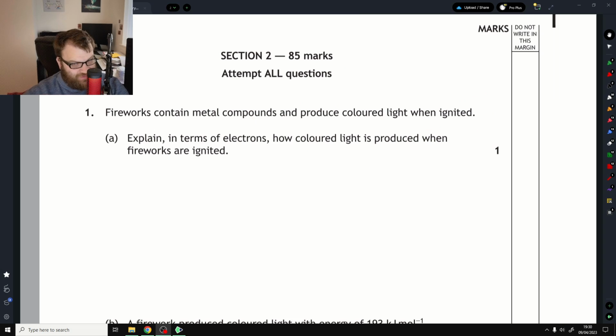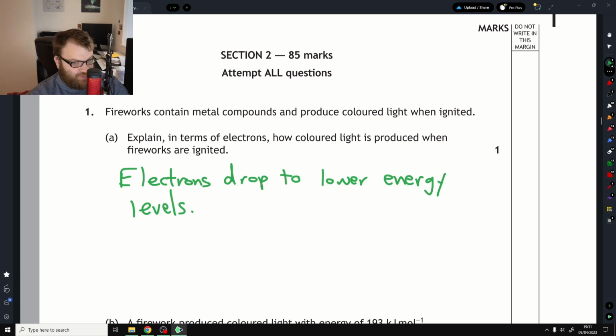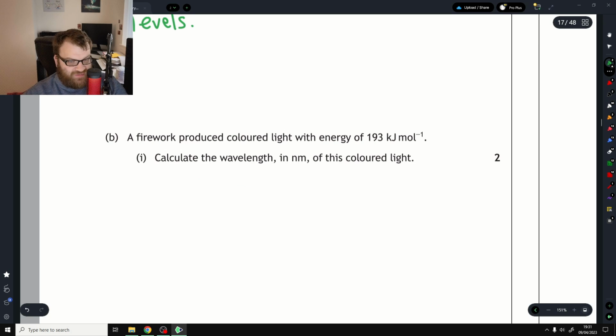In this question, we're asked about how coloured light is produced when fireworks are ignited. This is to do with electrons relaxing, dropping down to a lower energy level and releasing energy. Depending on the energy gap, this will produce different colours of light. In this question, we're told that a firework produces light with an energy of 193 kilojoules per mole. We're asked to work out the wavelength of this light.